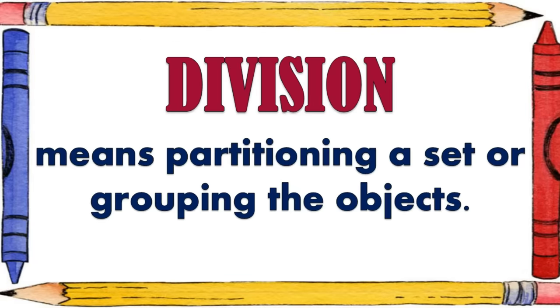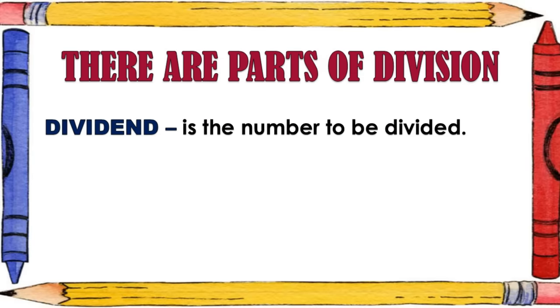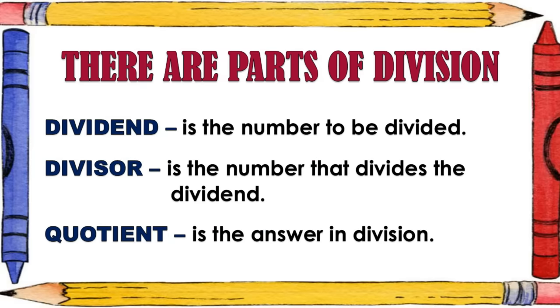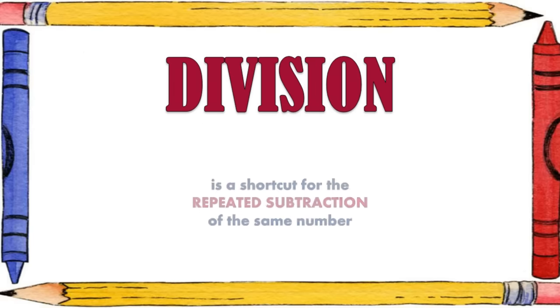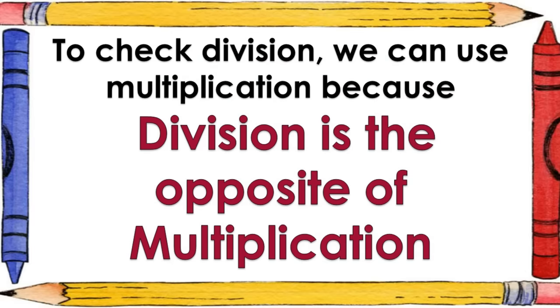Remember, division means partitioning a set or grouping the objects. There are parts of division. Dividend is the number to be divided. Divisor is the number that divides the dividend. And quotient is the answer in division. Division is a shortcut for the repeated subtraction of the same number. To check division, we can use multiplication because division is the opposite of multiplication.